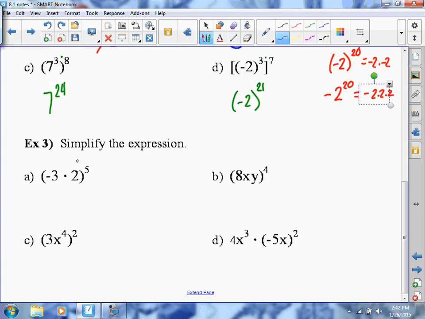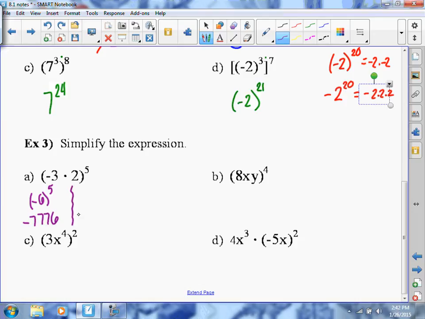Some students look at this and they remember order of operations. So they want to do what's inside the parentheses first. They want to do the -3 times the 2. So they write this as (-6) to the 5th power. And then they evaluate that in their calculator and they get -7,776.